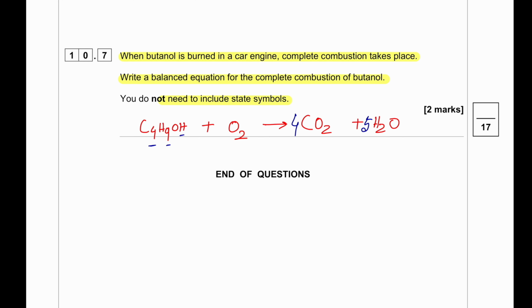Now we need to count the number of oxygens on the right hand side. So 4 times 2 plus 5, so 8 plus 5 is equal to 13 oxygen. On the left hand side, we have 1 oxygen with the butanol. So along with it, we will require another 12 oxygen. So we will write 6 O2, which gives 12 oxygen.